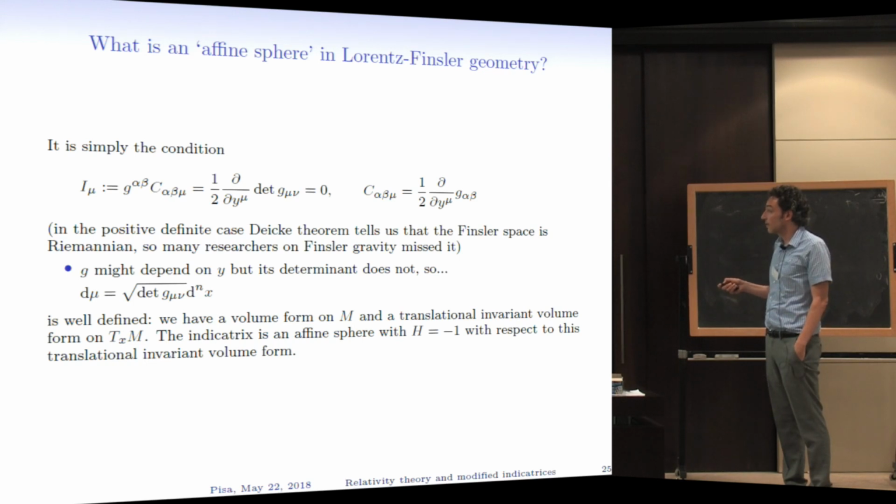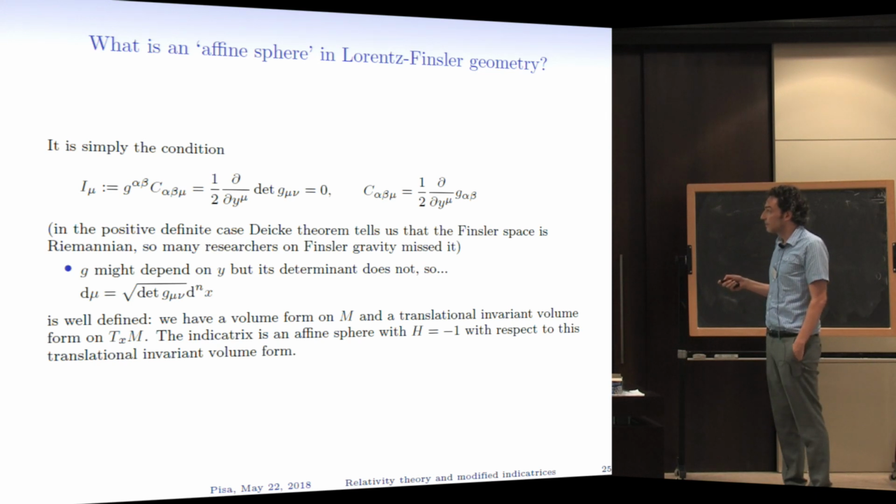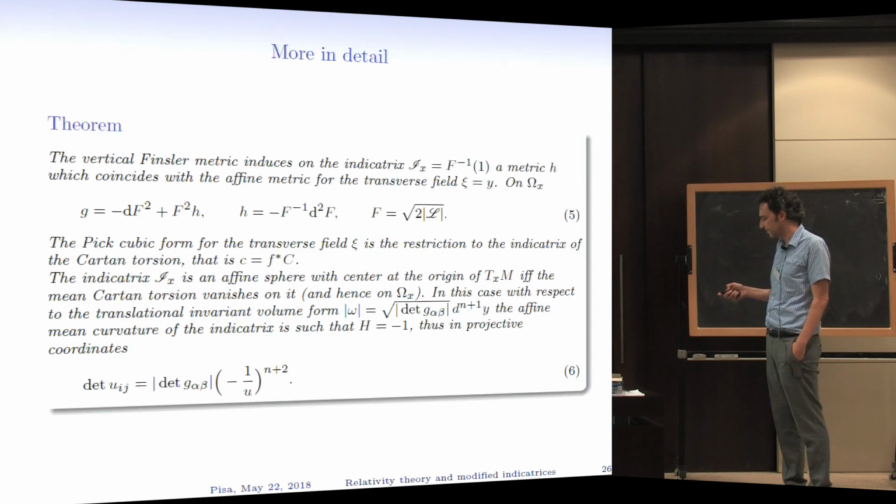Now notice that when you impose this condition, the determinant of G becomes independent of the vertical variable, and so you have a volume form on the base. In Lorentz-Finsler theory, the definitions of volume form, for instance the Busemann or Holmes-Thompson, do not work because they require integration over the indicatrix. But this gives you a volume on the base that gives you a translation invariant form at each point, and with respect to that translation invariant form at each point, the affine mean curvature of the indicatrix, which is an affine sphere, is normalized.